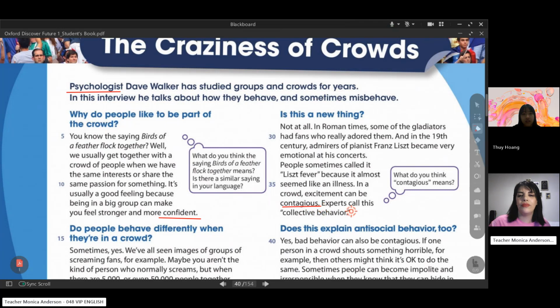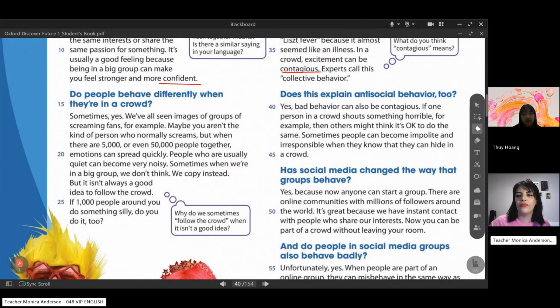Does this explain antisocial behavior too? Yes, bad behavior can also be contagious. If one person in a crowd shouts something horrible, for example, then others might think it's okay to do the same. Sometimes people can become impolite and irresponsible when they know that they can hide in a crowd.